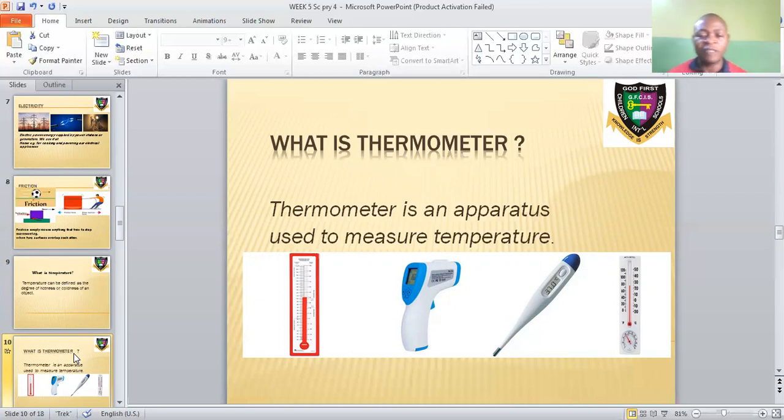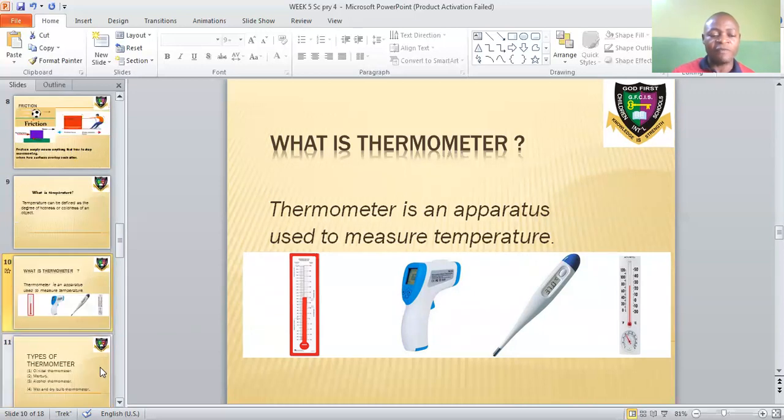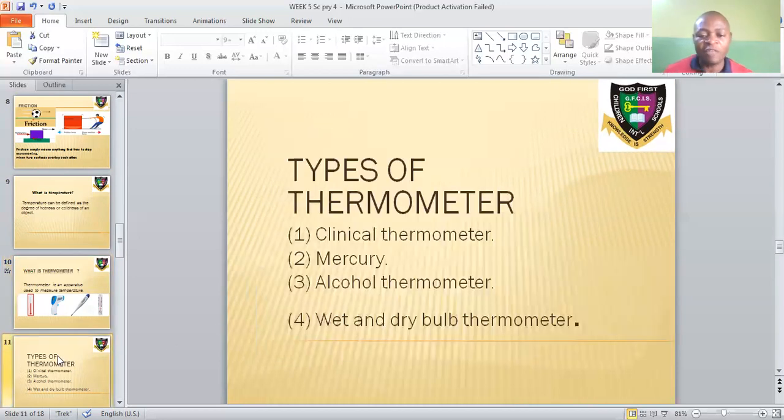We have different types of thermometer. Then, what is a thermometer? It is an apparatus used to measure temperature. You can see the different types of thermometer we have here. We have the clinical thermometer, the mercury thermometer, the alcohol thermometer, and the wet and dry bulb thermometer. Now, what are the uses of each of these thermometers?